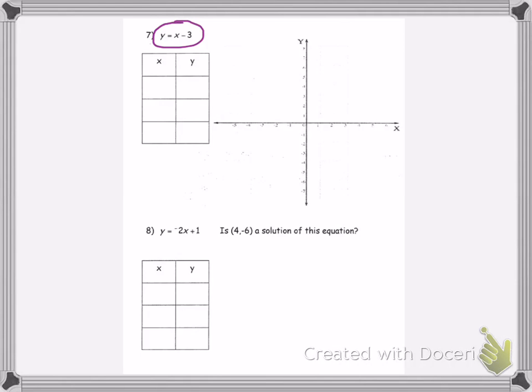So I'm going to pick a negative. I'm going to go with -2. I'm going to plug in 0 and I'm going to plug in 2 for my x values, and I'm going to find the y values that go with them. So here I've got my filled in chart here.